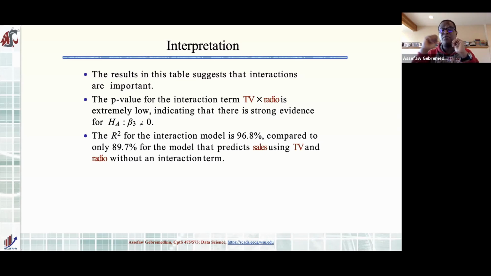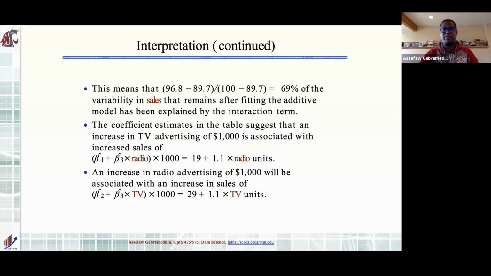Now, by accounting for the interaction between TV and radio, we increased the R² value to 96.8. This is a great achievement. So we have actually now been able to explain even more of this variation, as I will show you in the next slide, because we have accounted for the interaction between them. And here is a mathematical way to say how well we did by having the interaction variables. With it and without it, and we divide it by something that we would take out of 100, and 69% of the variability in sales that remains after the additive model has been explained by this interaction term, is what we would say.